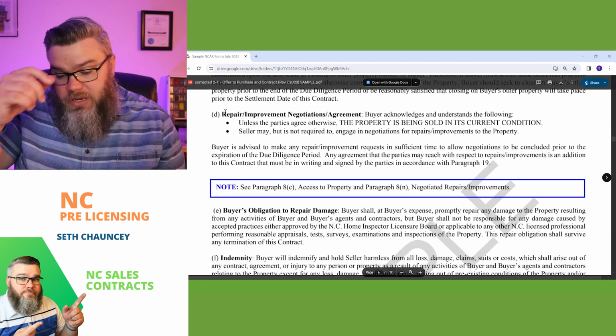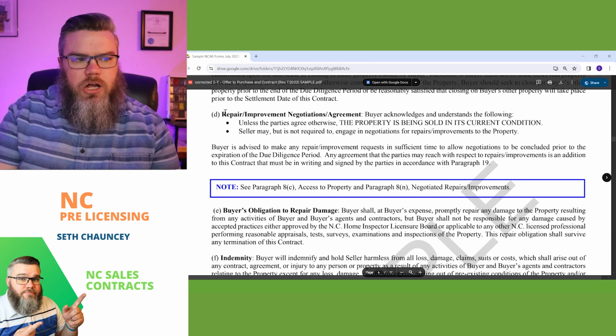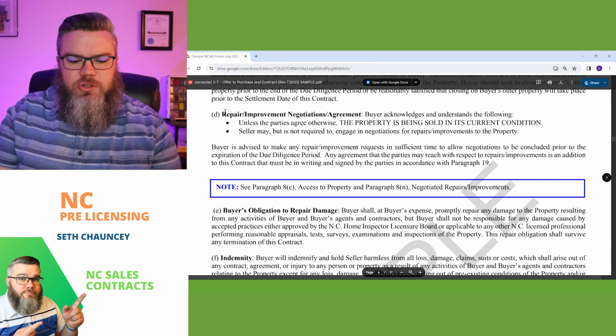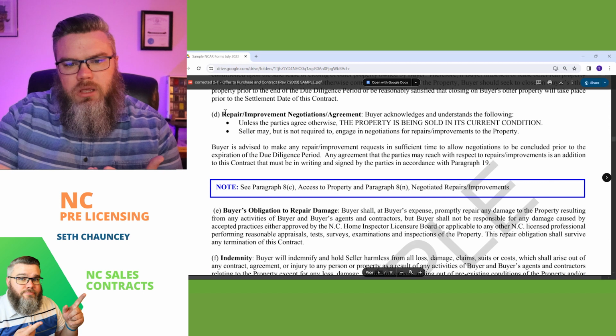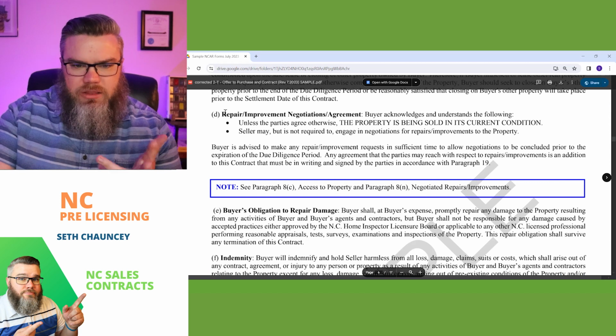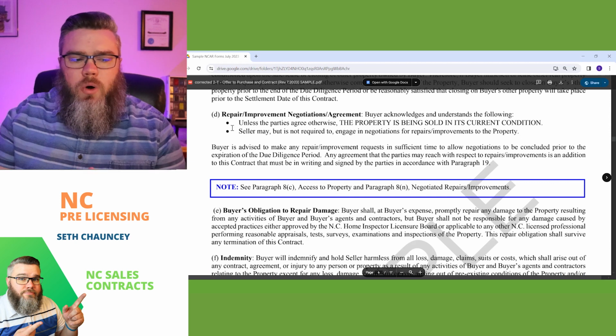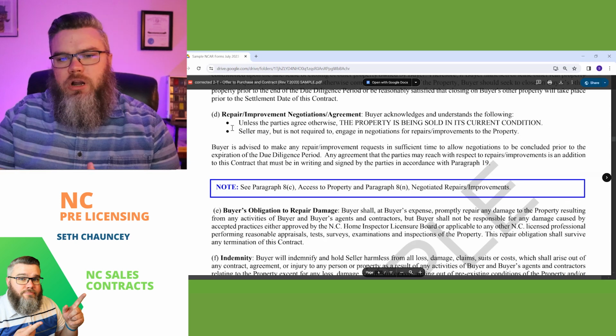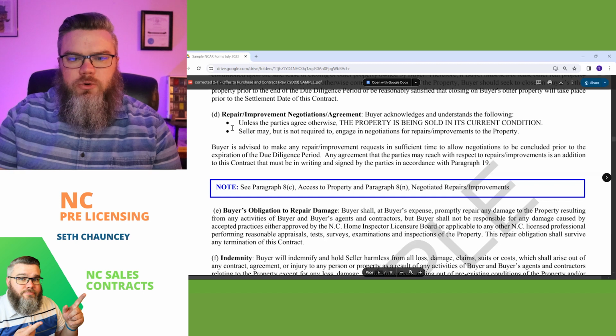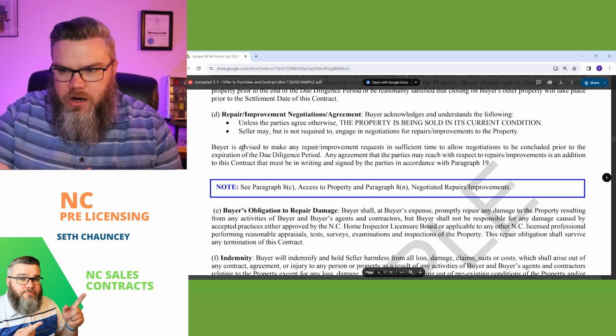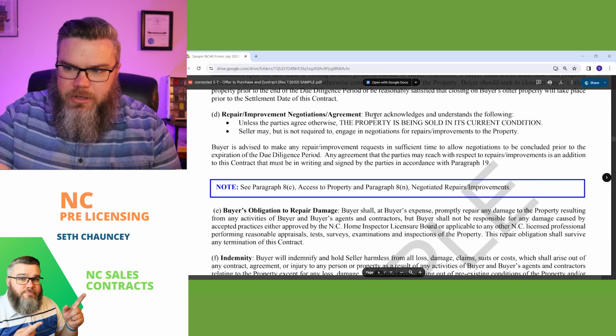This is an important piece, okay? Understand that this contract clearly states that the house is being sold in its then current condition. Means good, bad, the ugly. You are buying it the way that it is. However, it does go on to say that you could negotiate, but are not required to, repairs or things of that nature. So, repair/improvement negotiations agreement.